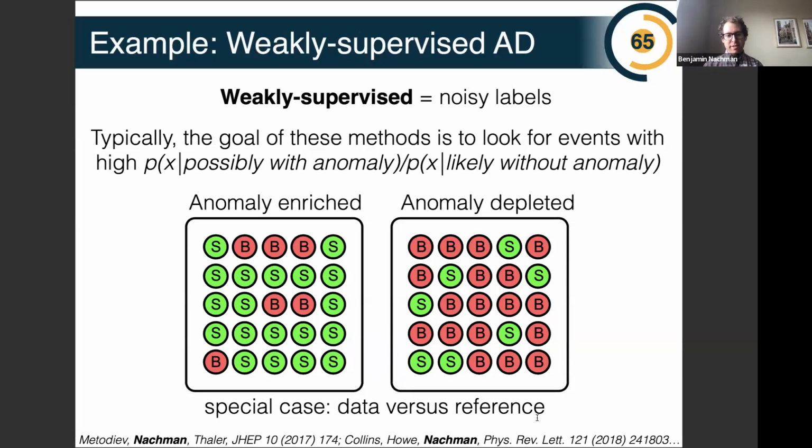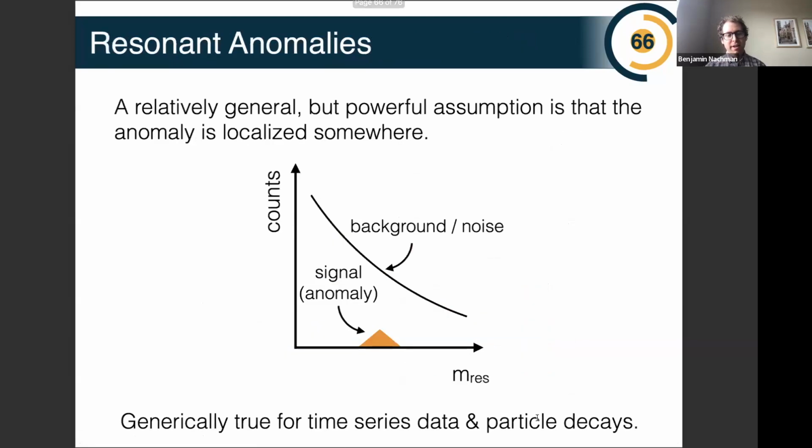And a special case of this, which is a really important one, is when the anomaly depleted data set is a reference. So it's just background. And so there are a lot of different strategies that people are developing for how to do this task well. Now, one special class, although it's an important example of this weakly supervised anomaly detection, is resonant anomaly detection.